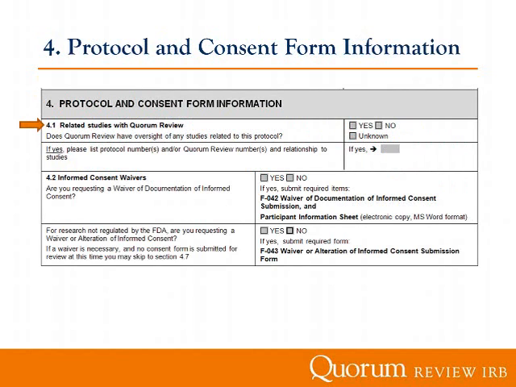Question 4.1 asks if Quorum Review has oversight of any studies related to the ones you are submitting today. If the answer is yes, please note next to this arrow how they are related. For example, do they use the same study product? Do they use the same study drug or the same study device? Do these two studies share the same investigator brochure? Those would be examples of situations of why the studies could be related. Be certain to list both the protocol numbers and their assigned QR numbers.